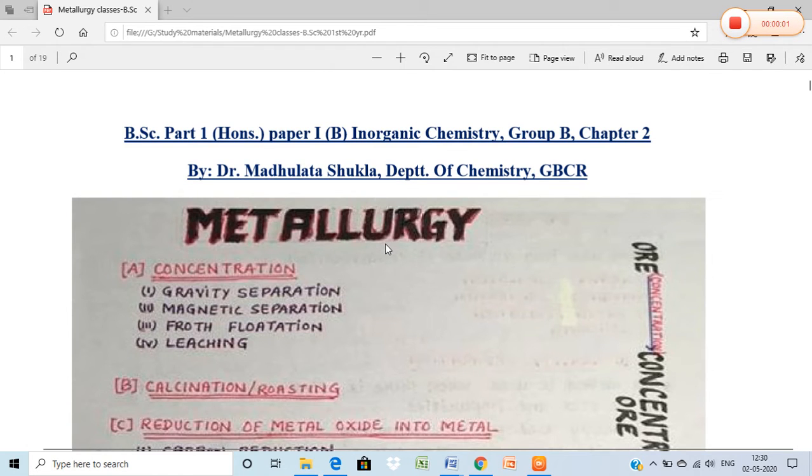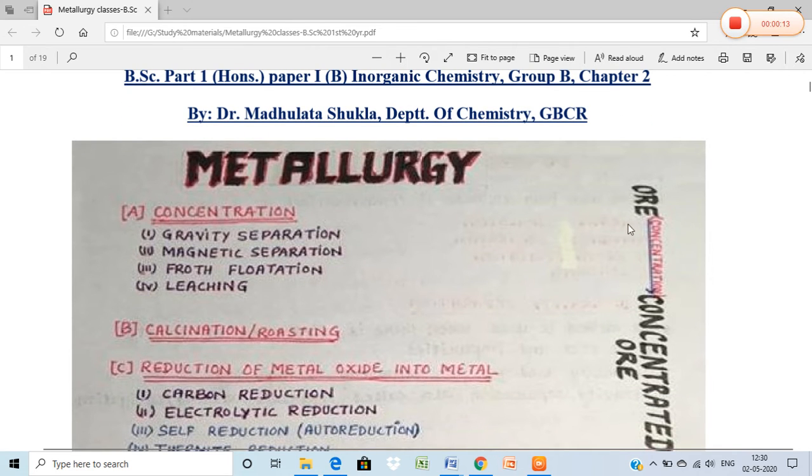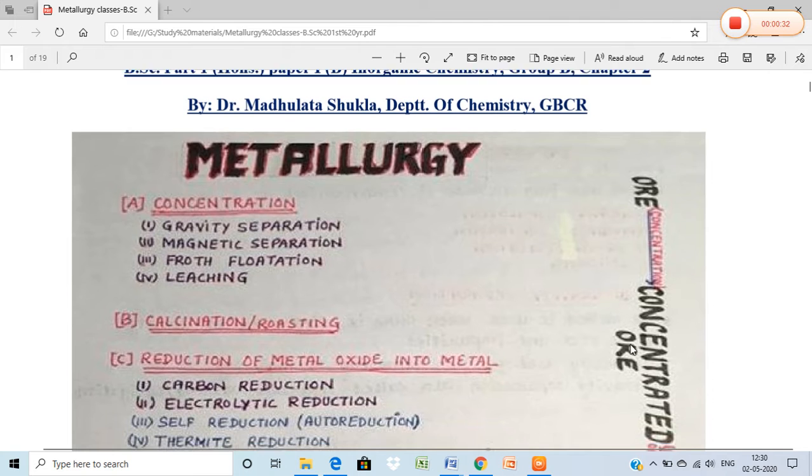Hello children, today we will be studying the chapter metallurgy, which is chapter 2. In metallurgy, we generally study the separation of metals from their ore. As we all know, metals are not found in the free state; they are found in the form of ore in the earth's crust.